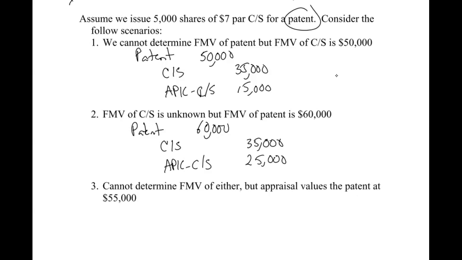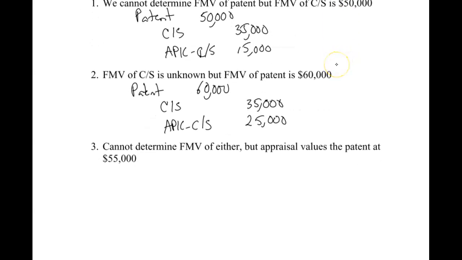All right, last example. We cannot determine the fair market value either, so we do an appraisal, and the appraisal says that the patent is worth 55. That's all the information we have, so that's what we have to go on. We'll put it on at 55. Our common stock is still always going on at par value. And additional paid-in capital is going to catch everything else, which was 20.